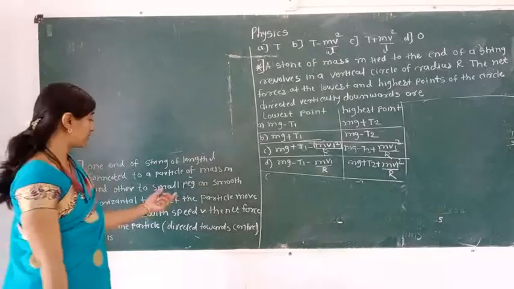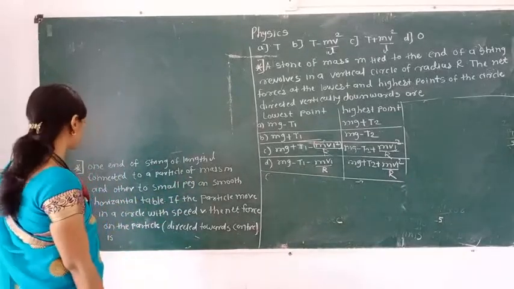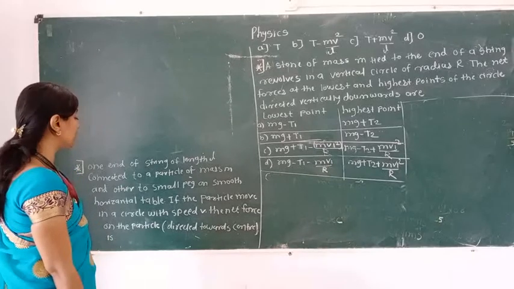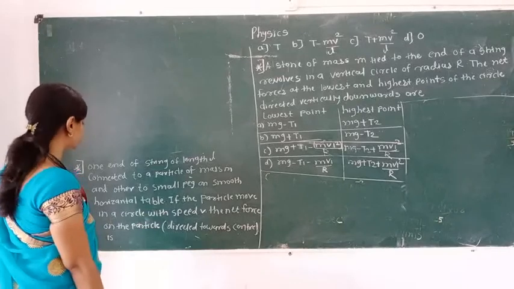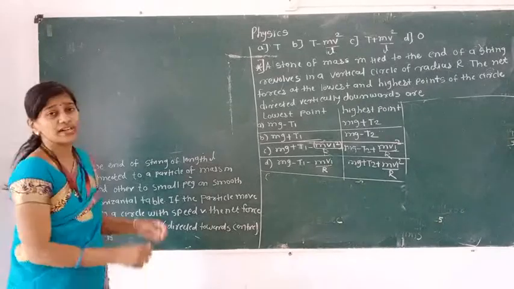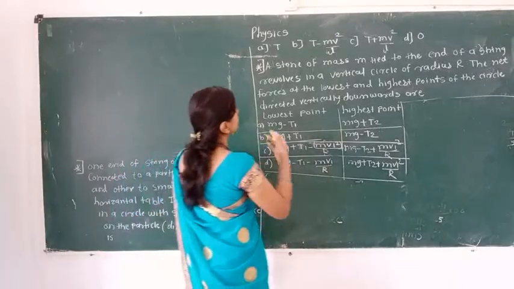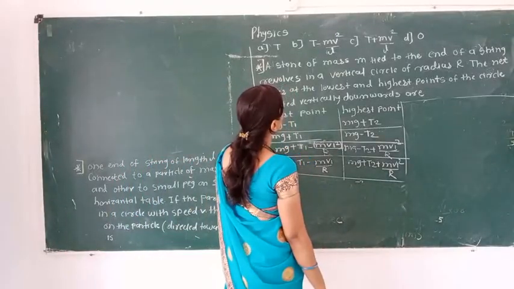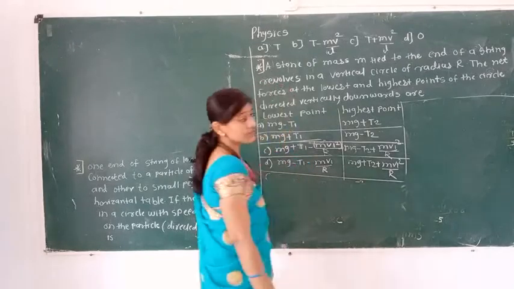In Marathi it is called as chair. On a smooth horizontal table, if the particle moves in a circle with the speed v, the net force on the particle which is directed toward the center is, we have to find out the value of that net force. The options are: T, second is T minus mv square upon L, third one T plus mv square upon L, and last one is 0.